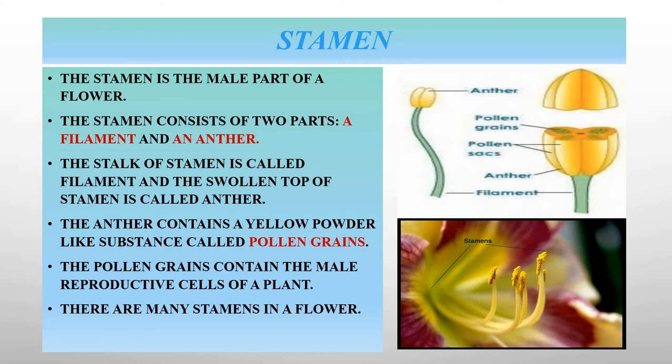So it is clear from this discussion that the male gametes of the plant are made in the anther of a stamen, here, over here. And here you can see the yellow dust. Those are actually the pollen grains. And a flower has many stamens. Not only a single stamen, many stamens can be present in a flower.